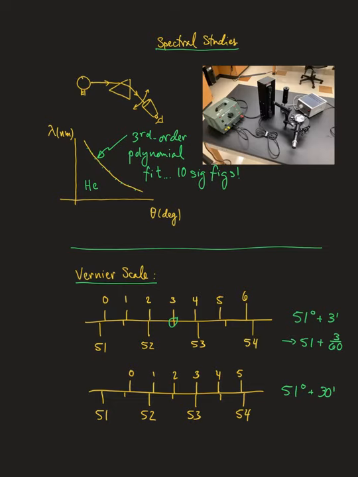And then if we look here, we see the 3 matches up pretty well with the line below it. So we're going to add 3 more minutes to this, and so this we could convert into a decimal reading by doing 51 plus 33 over 60. Okay, so that's how we read the vernier scale.